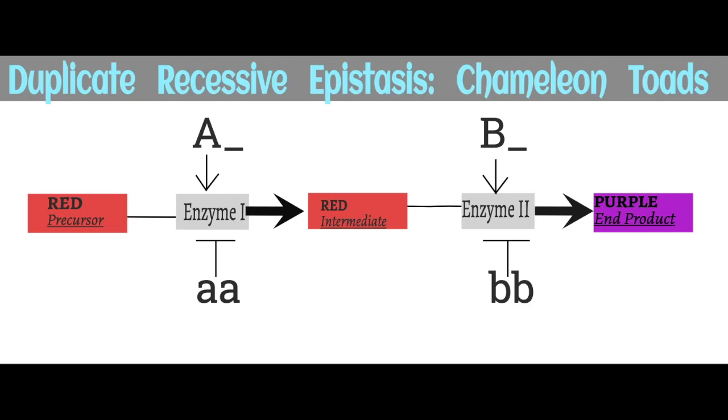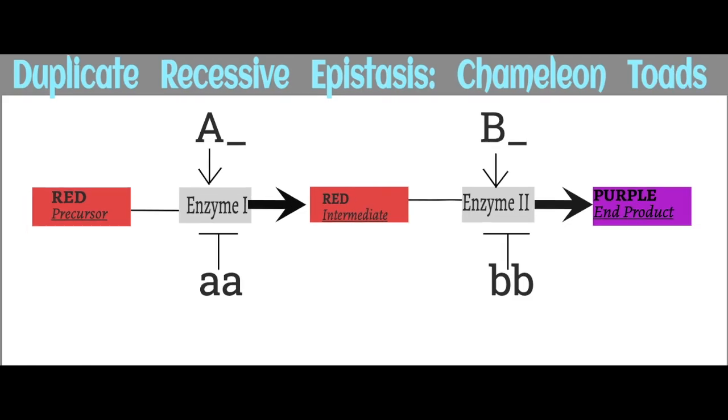Today we'll be discussing duplicate recessive epistasis. Let's consider the following pathway of the fictitious chameleon toads. All chameleon toads have a precursor color of red, though through the expression of enzyme 1 and 2, we can end up with an end product of the purple pigment.